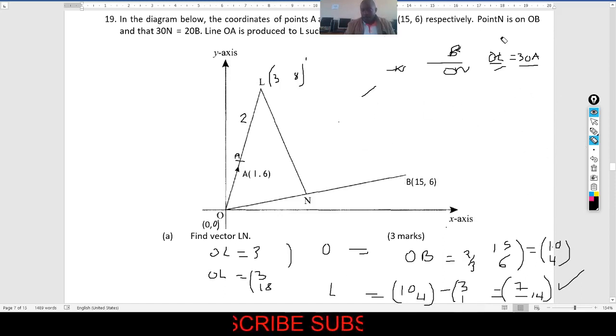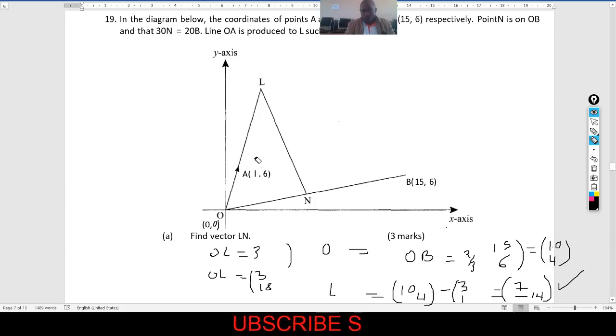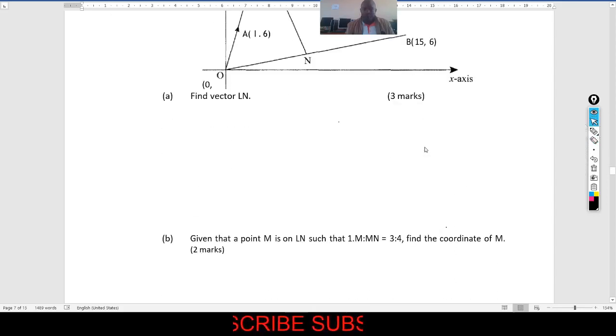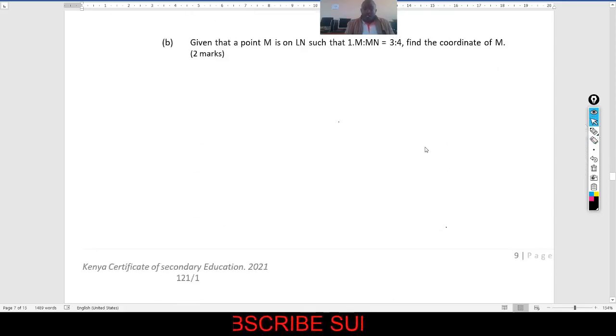Then after getting that vector LN, I move further and do the next question. And the next question is asking about, given that M is on LN, such that LM to MN is 3:4, let me sketch that figure the way it was.